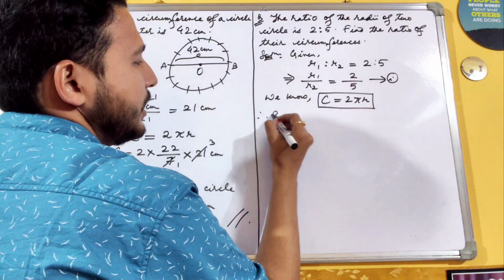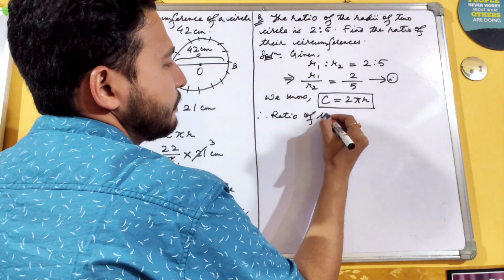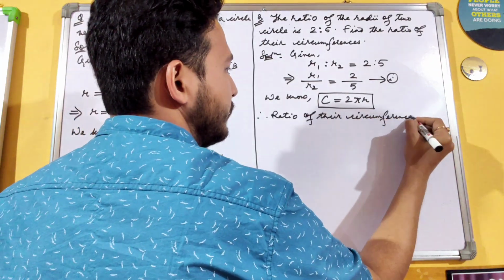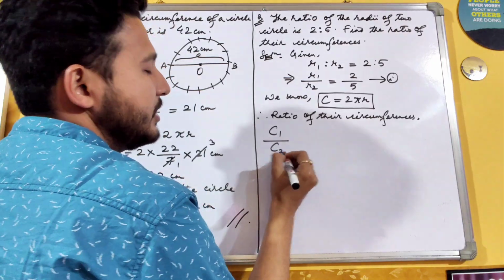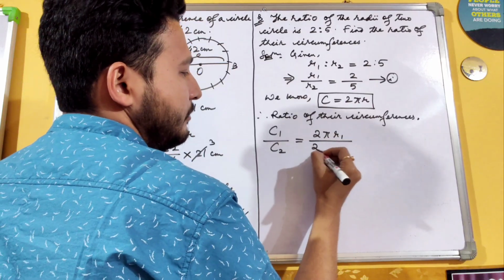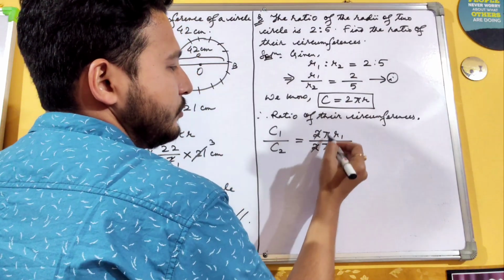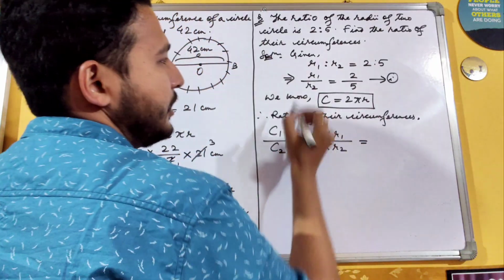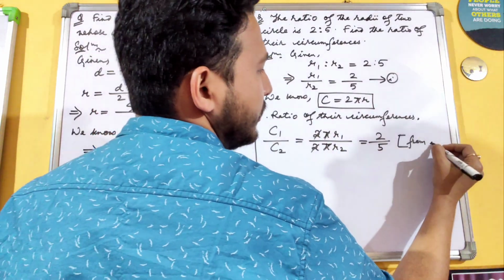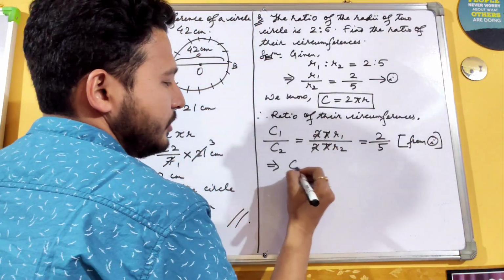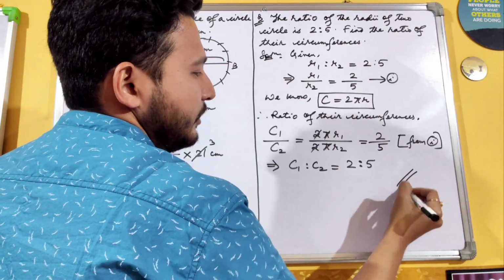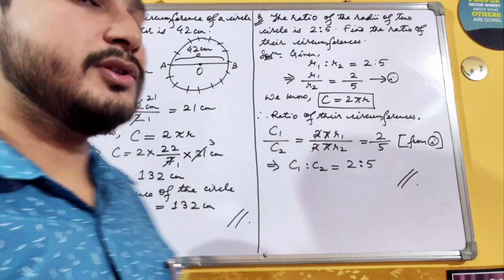So therefore the ratio of their circumferences, that is C1 by C2, is 2 pi r1 by 2 pi r2. 2 pi gets cancelled. What is r1 by r2? It's given 2 by 5 from equation 1. So C1 is to C2 is 2 by 5, which is 2:5. Same. That's how we find the ratio of the circumferences.